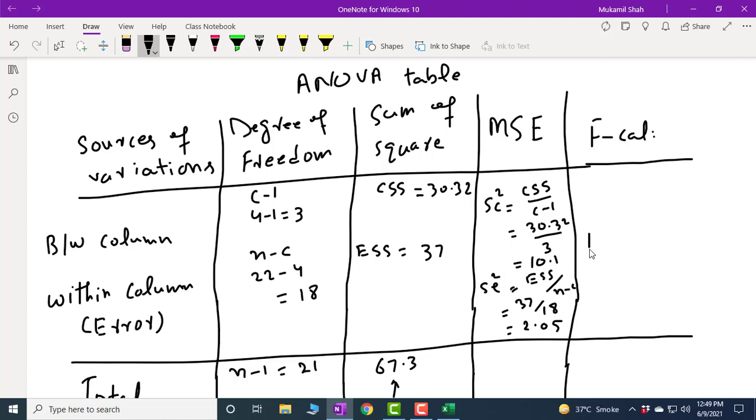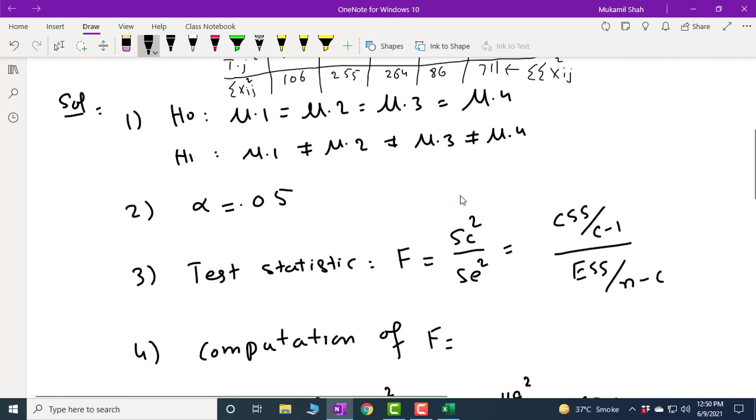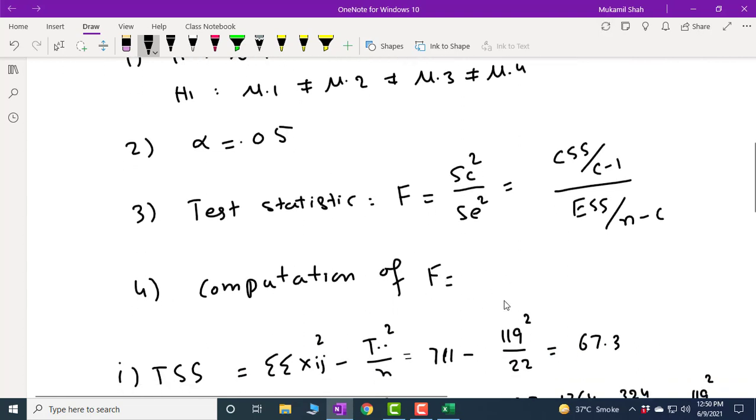Now you need the F calculated value. F calculated value is equal to S C square divided by S E square. S C square is equal to 10.1 and S E square is equal to 2.05. So F calculated value is equal to 4.92, this is the F calculated value. So we are done with the fourth step. What was the fourth step? Computation of F. So we have computed this value. This is equal to 4.92.